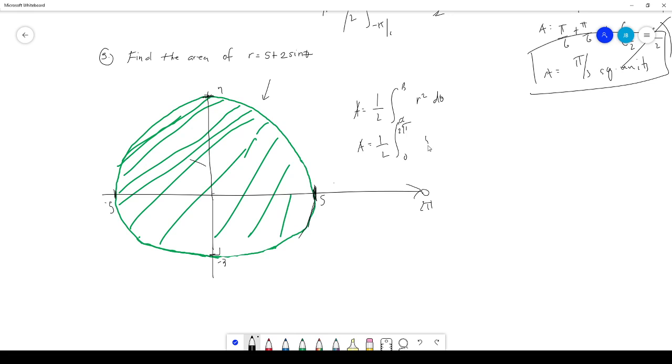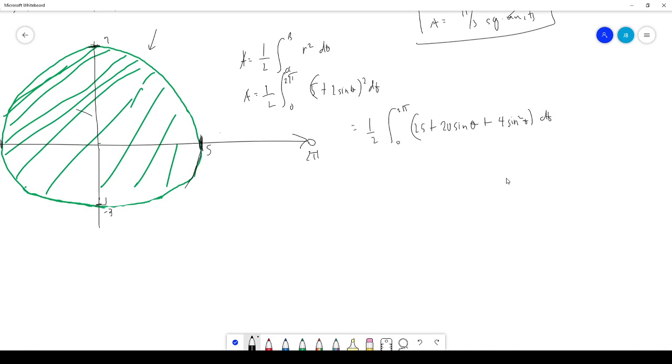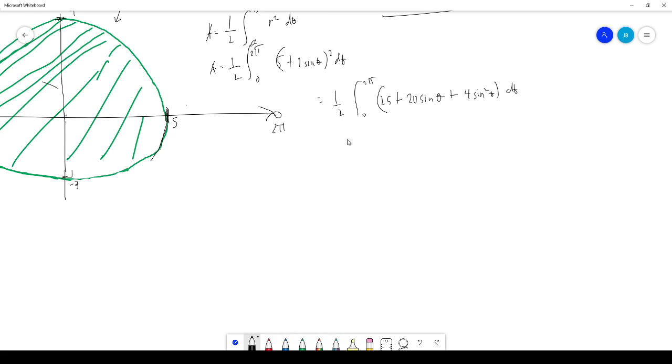And then this one is 5 plus 2 sine theta squared d theta. So that's 1 half. Let's use the FOIL method to distribute 5 plus 2 sine theta squared. The result would be 25 plus 20 sine theta plus 4 sine squared theta, then d theta. For me, I will distribute this so that it is easier for us to integrate.